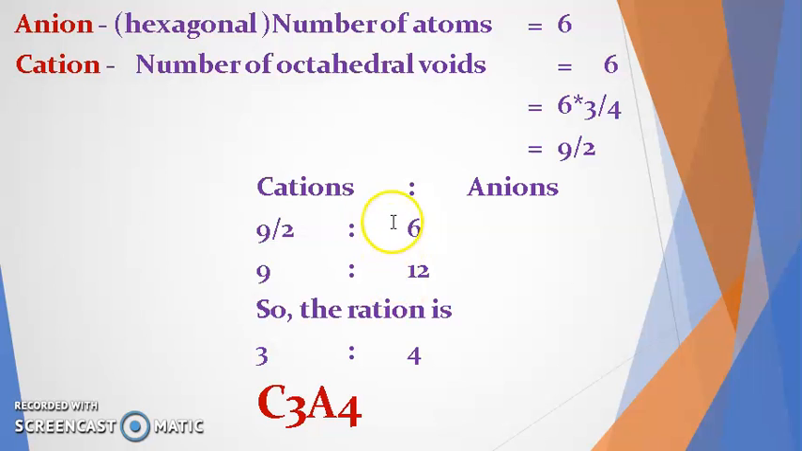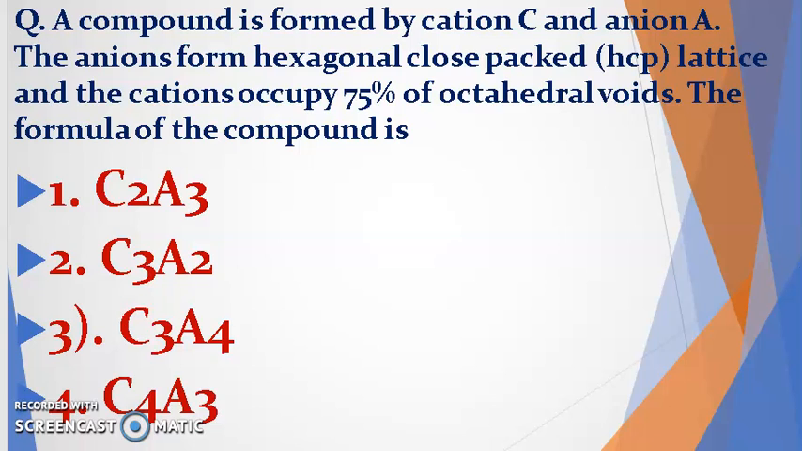Okay, you just take the ratio of cation and anion. 9 by 2 is the cation. And what about the anion? 6 here, and you have to multiply with the 2. So for the LCM, 9 is to 12. So the ratio is 3 is to 4. So for the cation C it is 3, and for A it is 4. So C3A4. What is the option here? C3A4 is the third option. So this is the correct answer.